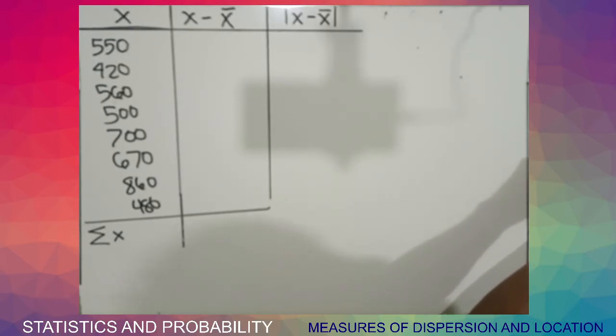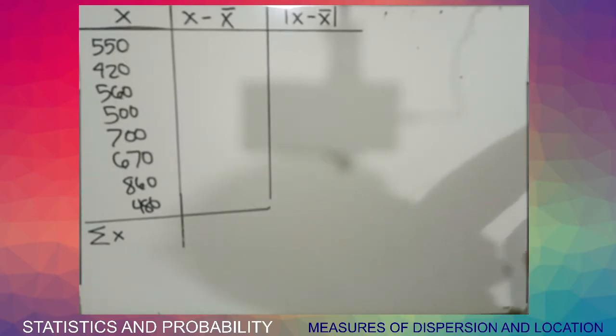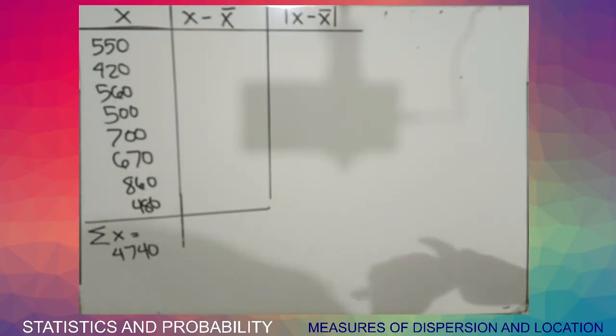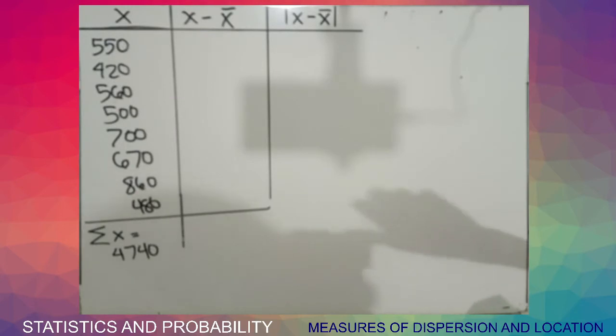Okay. Sum natin. So, 550 plus 420 plus 560 plus 500 plus 700 plus 670 plus 860 plus 480. So, ang sum niya ay 4740. Dito naman sa baba. Okay? So, 4740 yung ating sum ng ating x or yung data natin sa dataset.